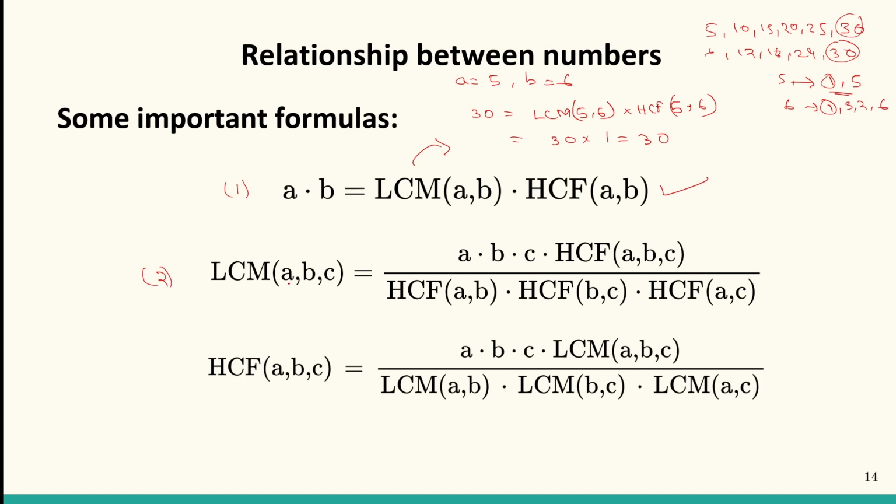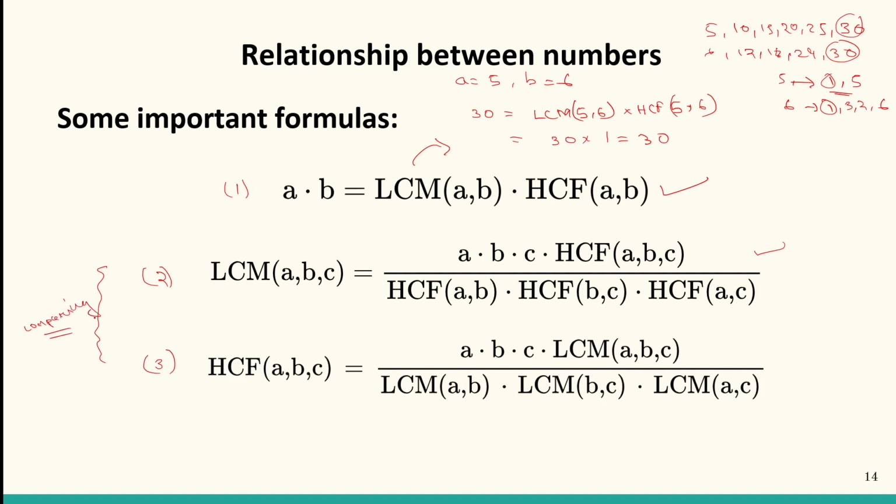LCM of A, B, C is equal to A into B into C into HCF of A, B, C, whole by HCF of A, B into HCF of B, C into HCF of A, C. We will see an example of this when we do the exercises. And the third part tells us that HCF of A, B, C is equal to A into B into C into LCM of A, B, C, whole by LCM of A, B, LCM of B, C, LCM of A, C. So you can actually remember these two by comparing.